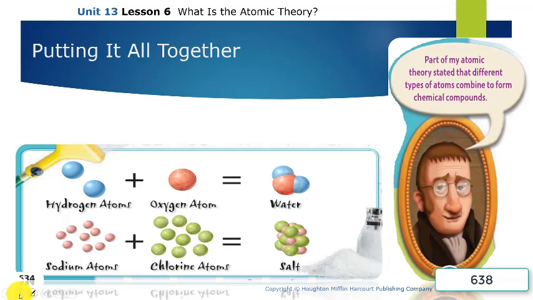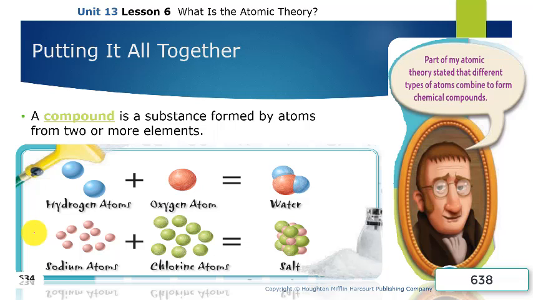And here we have the compound, which is different from a molecule. A molecule is a substance formed by atoms, and it could be of the same element or not. A compound is formed by atoms of two or more elements, and here they need to be different elements. Molecules could be made of the same or different elements, and compounds only of two or more different elements.